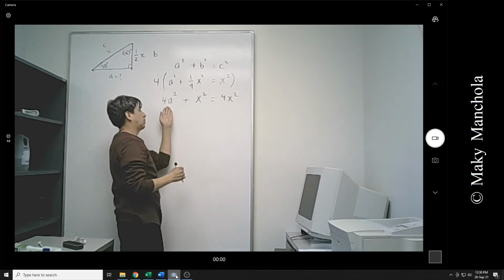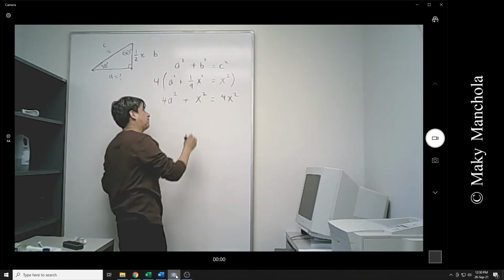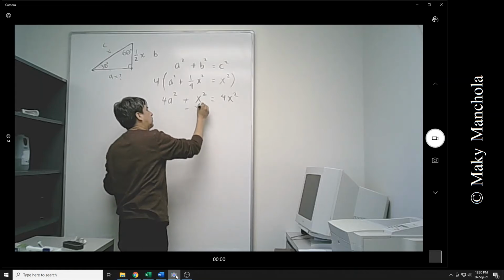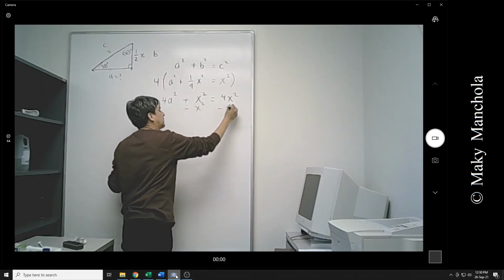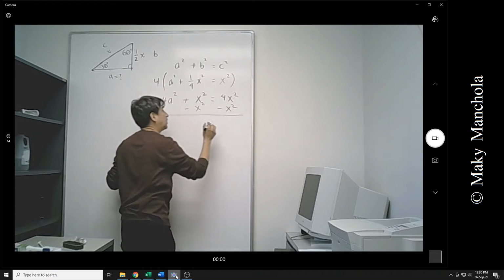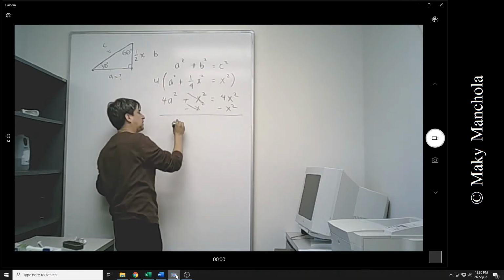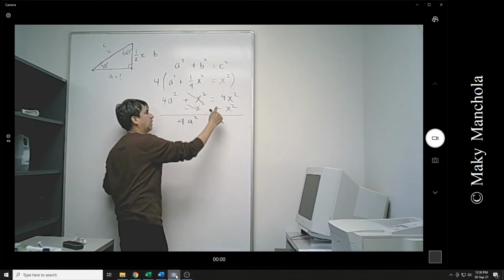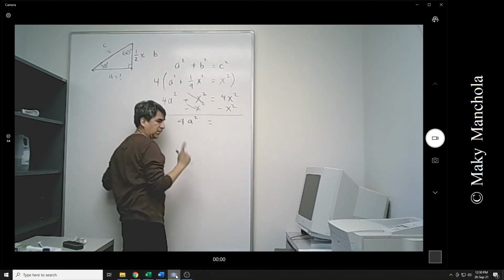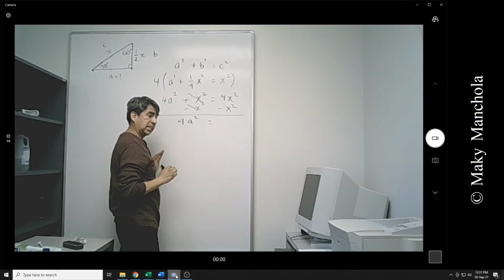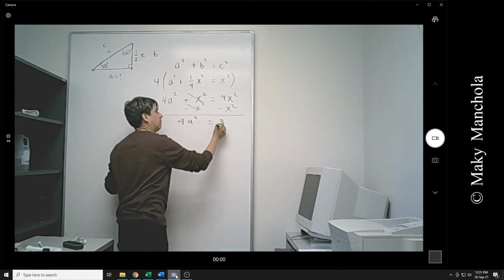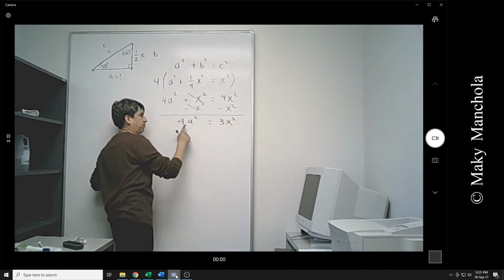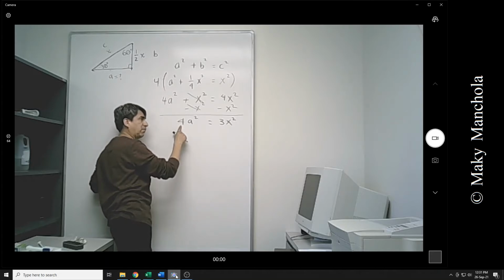Now, I'm solving for A, so let's get rid of x squared by subtracting x squared on both sides. Our result, 4A squared on the left. On the right, I have 4x squared minus x squared. That's 3x squared. Next, let's get rid of this 4. Divide both sides by 4.